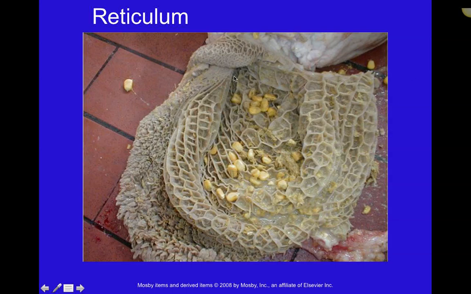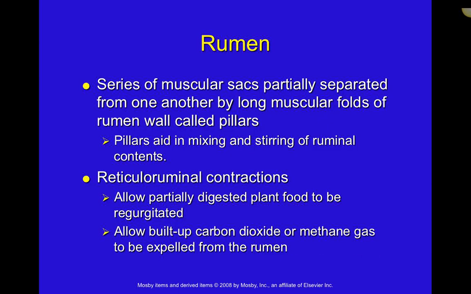This is that honeycomb appearance of the reticulum, and again, the purpose is to increase surface area so that this can stretch and allow for more ingestion of food. People eat this too. It's sold as, what's it sold as? Tripe. It's sold as tripe, but it's actually stomach.